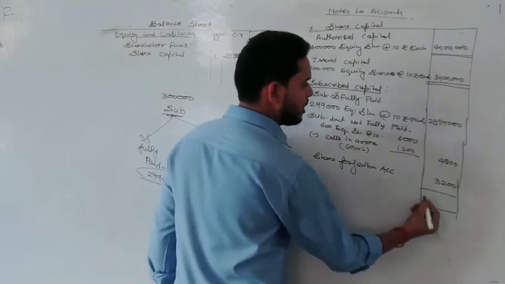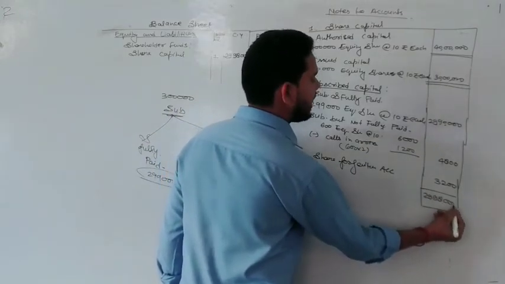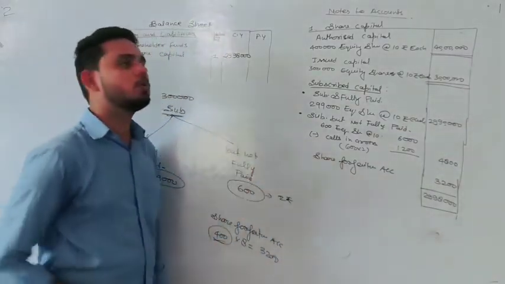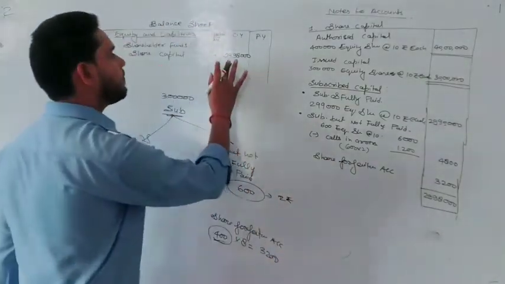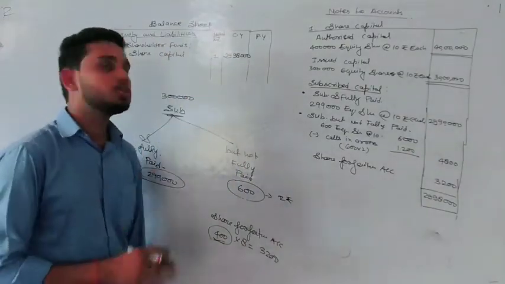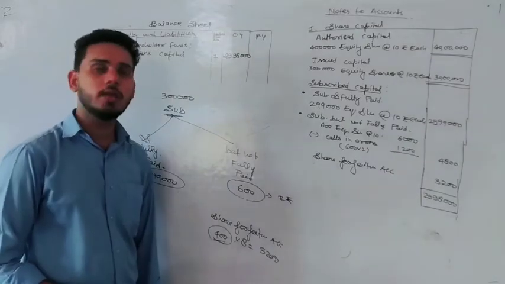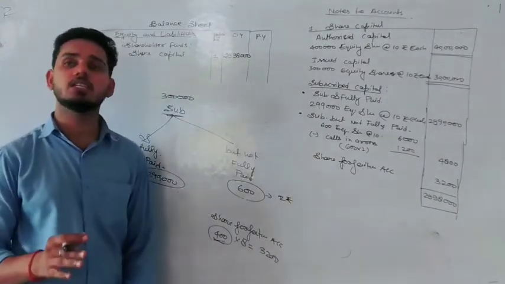Now we will make the total, and the total will be 29,98,000 for the total capital of the company. That is the capital that we have to write here in the balance sheet in the share capital subhead. Okay. So I hope this case is also clear to you. That was our case number 3.